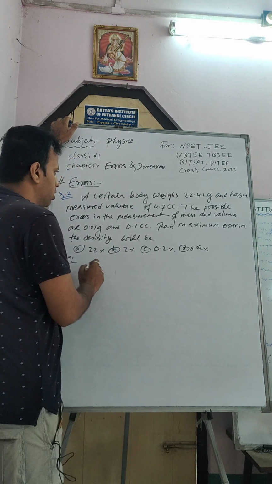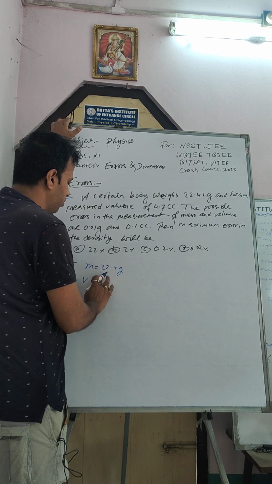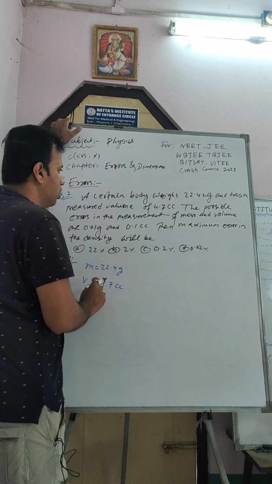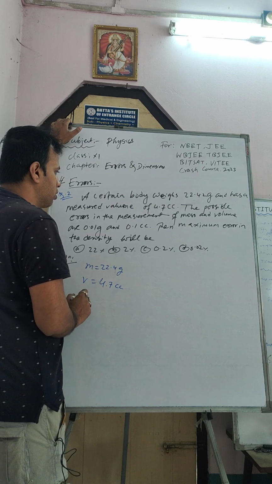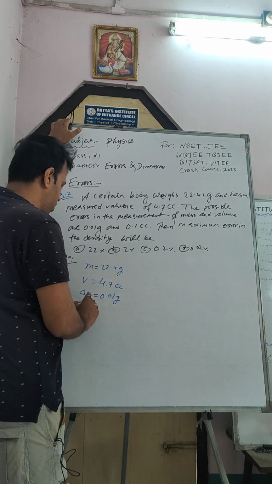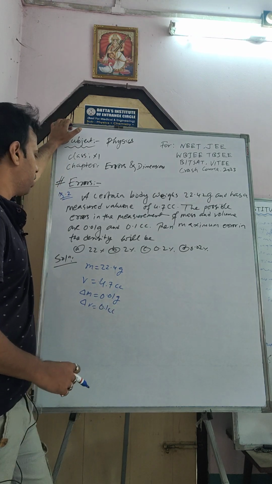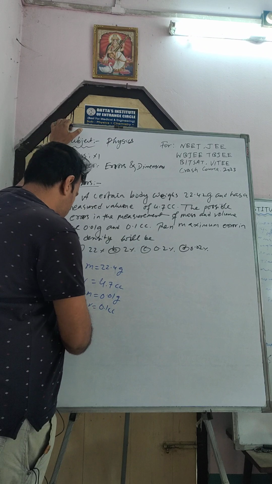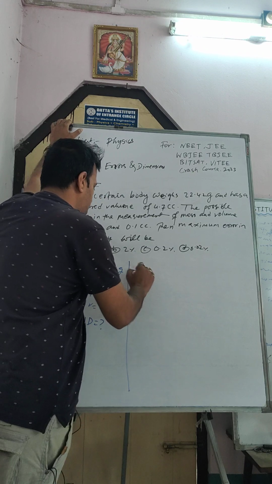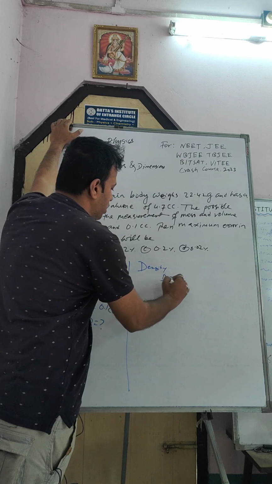So what is given here? Here given M is 22.4 gram, V is 4.7 cc, and the possible error in the measurement of mass, that is del M, is equal to 0.01 gram and del V is equal to 0.1 cc. Okay, the maximum error in the density will be, so we have to find out the error in density, that is del D. Now there is a formula, density D equal to mass by volume.